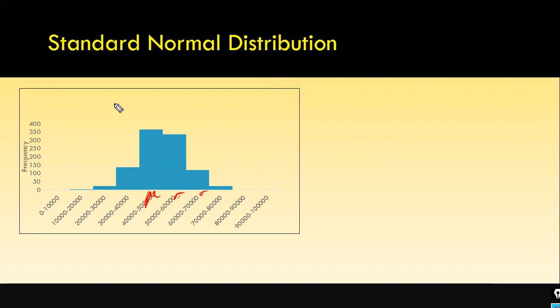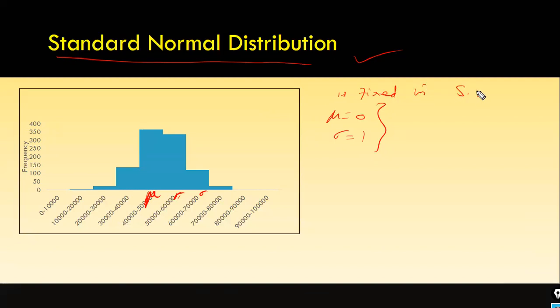On the other hand, we have something called standard normal distribution. I already discussed this, but not in detail. So what is the difference between standard normal distribution and normal distribution? In the case of standard normal distribution, the mean is always 0 and the standard deviation is always 1. The mean and sigma are fixed.